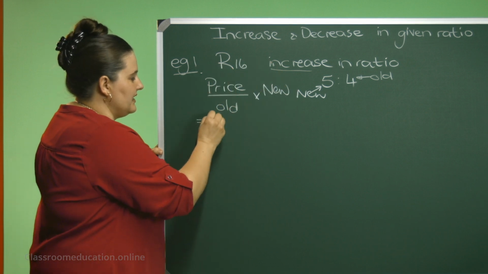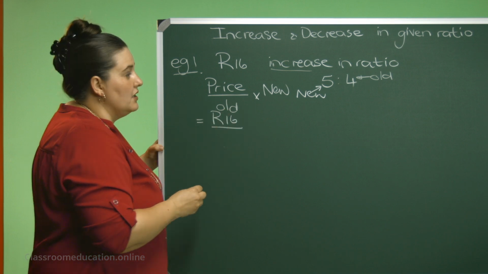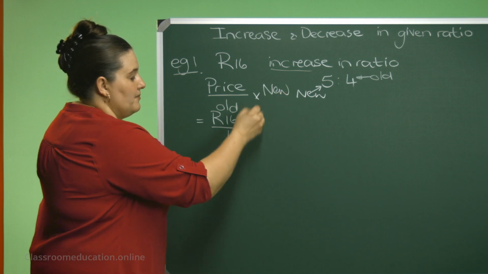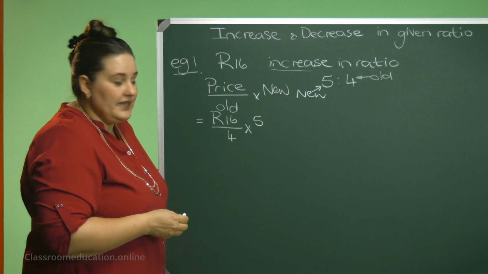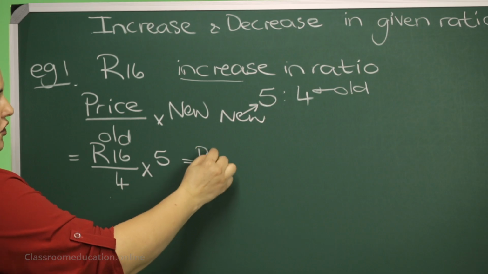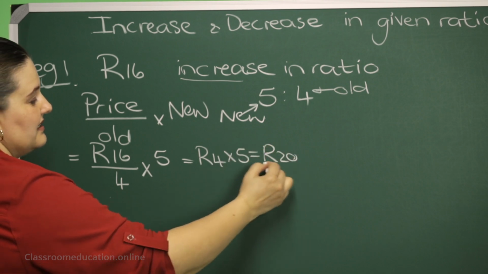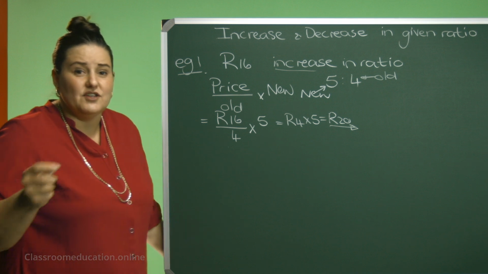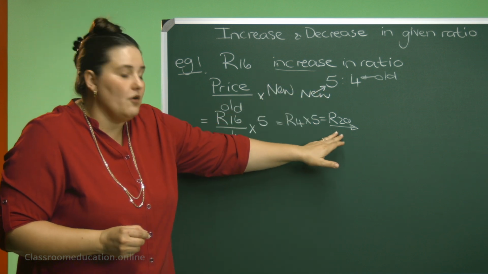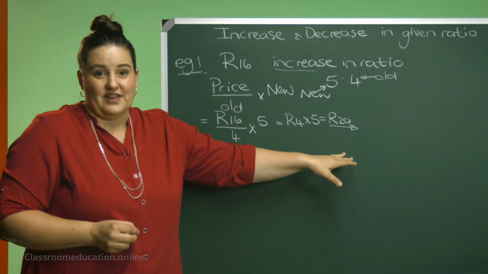The price currently is 16 rand. If I divide it by the old price or the old ratio, it will be 4 times 5. If you work this out, 16 rand divided by 4 will be 4 rand, times 5 will give me an answer of 20 rand. Can you see that we spoke about increase? And actually, yes, our price increased here from 16 rand to 20 rand.